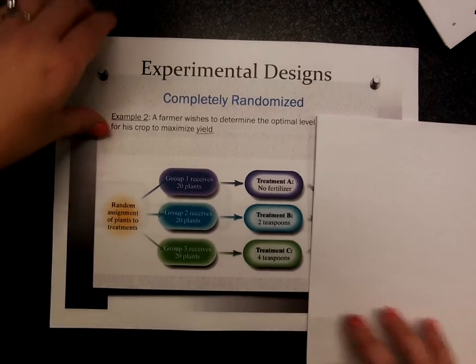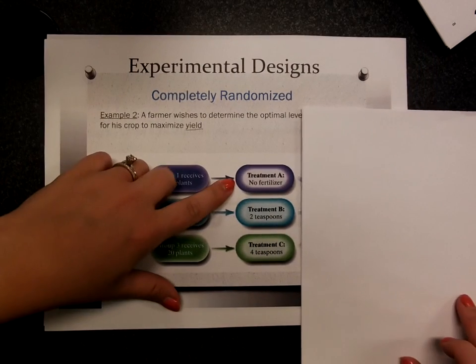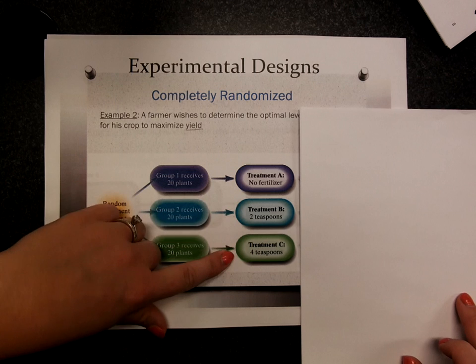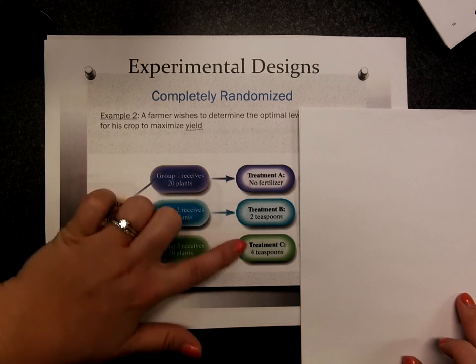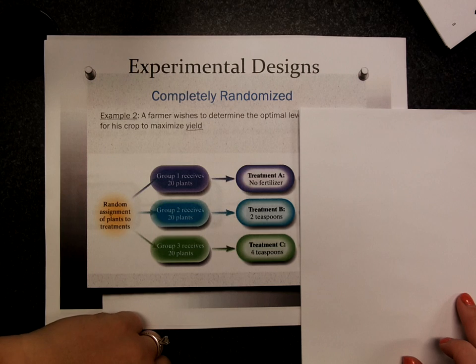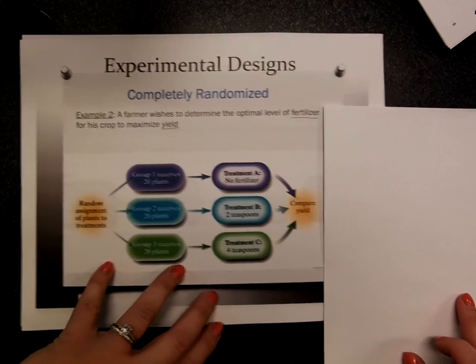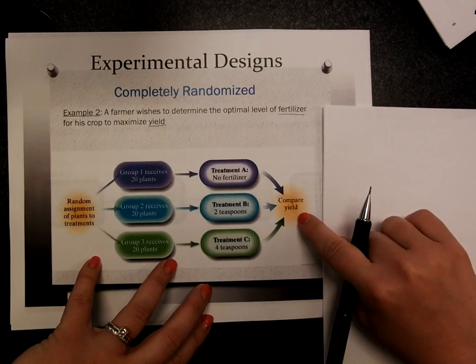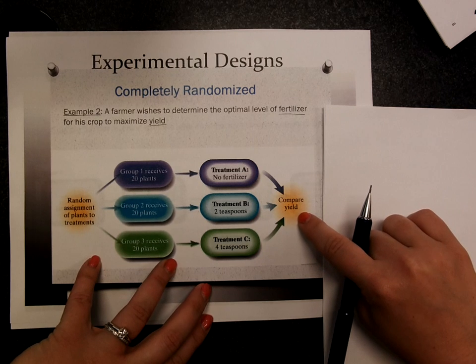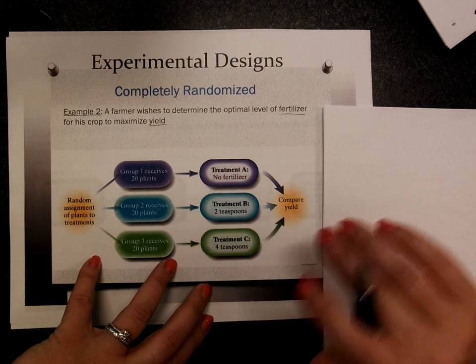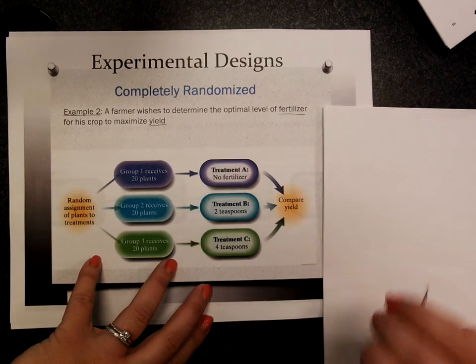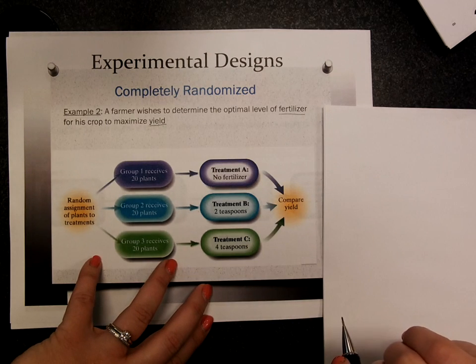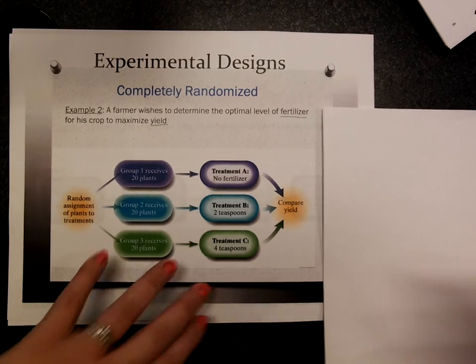Group 1 would get no fertilizer. Group 2 would get a little bit, and Group 3 would get a little bit more, and those would be your 3 levels or treatments of fertilizer. And then he would measure how much of his crop he got out from each of the different treatments. Completely random, based on nothing, just separate, do the experiment, and compare your yield. That is a completely randomized design.